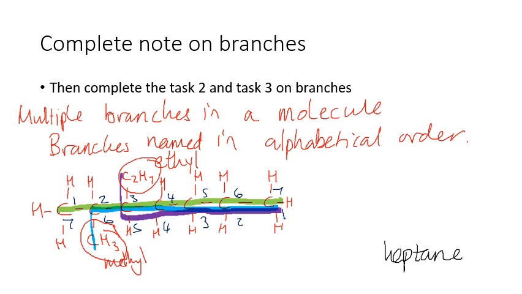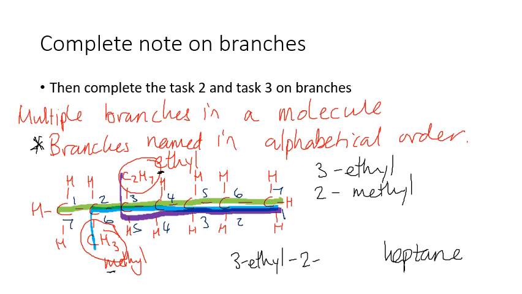And then you look at the branches and you'll realise that, well, ethyl starts with E and methyl starts with M. So even though ethyl is on the 3rd carbon in, you still have to name that one first because the branches are named in alphabetical order. So we're going to have a 3-ethyl and we're going to have a 2-methyl. So we need to add that in front of the heptane in alphabetical order. So I'm going to guess that I'll have to start here. So 3-ethyl-2-methylheptane. Okay. So hopefully that's explained everything that you need to know in regards to branches.